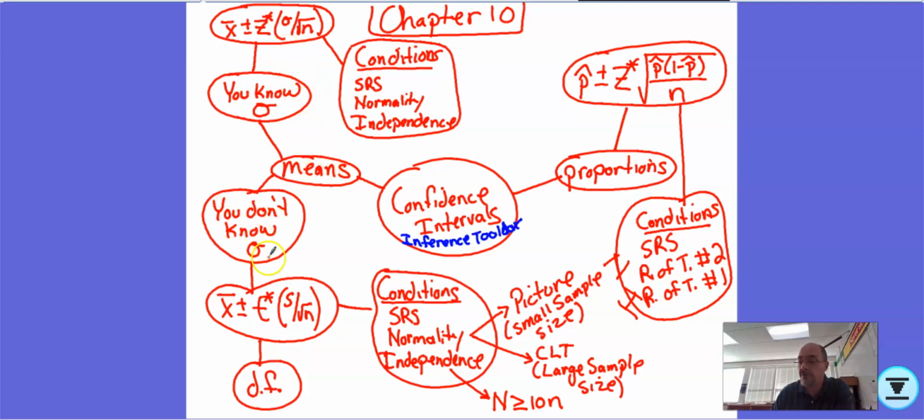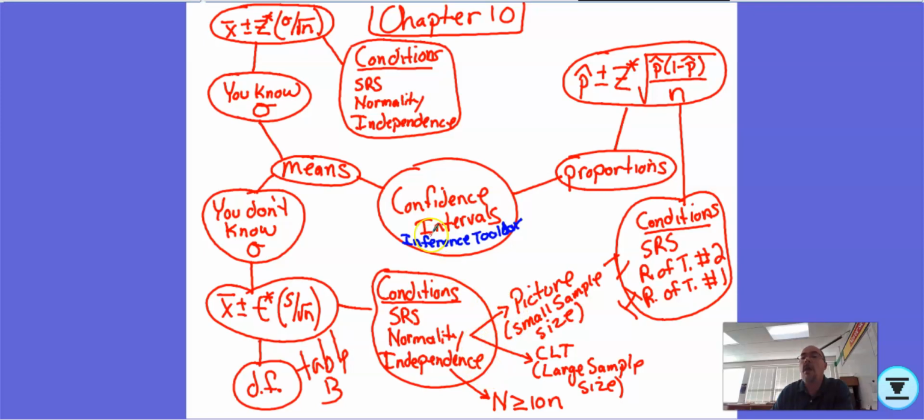So if we don't know the standard deviation, then we use the T distribution, X bar plus or minus T star times S divided by the square root of N. And we use our degrees of freedom, and I'm going to add this, we're going to be using table B when we find that. And we have to check our conditions, right?